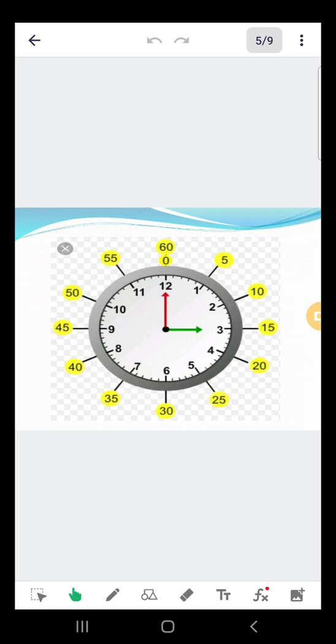So now let us see how to remember it. 1 represents 5 minutes, 2 represents 10 minutes, 3 represents 15 minutes, 4 represents 20 minutes, 5 represents 25 minutes, 6 represents 30 minutes, 7 represents 35 minutes, 8 represents 40 minutes, 9 represents 45 minutes, 10 represents 50 minutes, 11 represents 55 minutes, 12 represents 60 minutes.